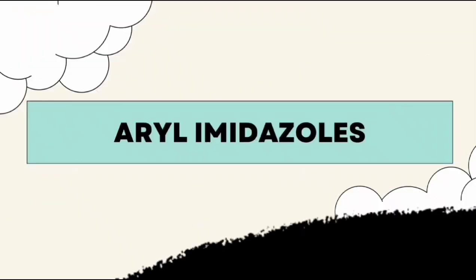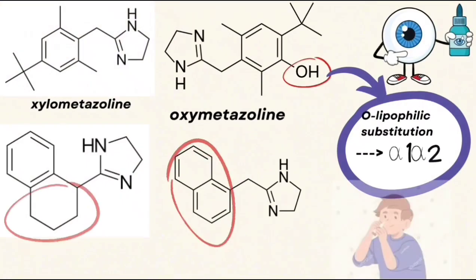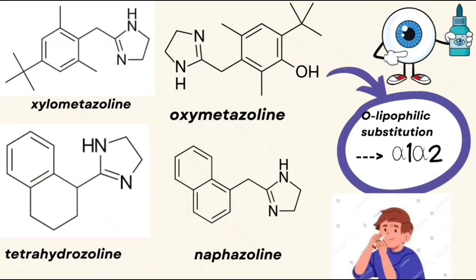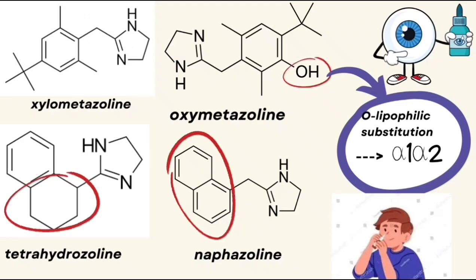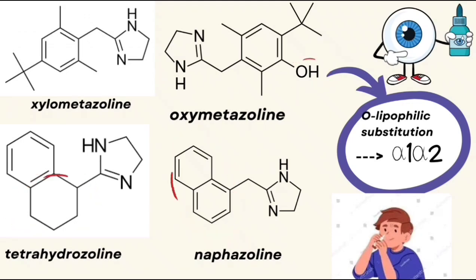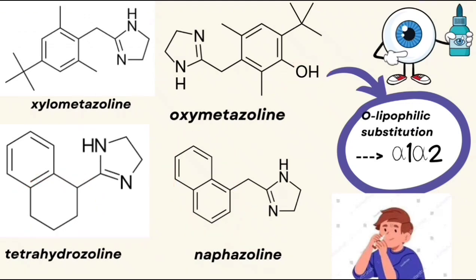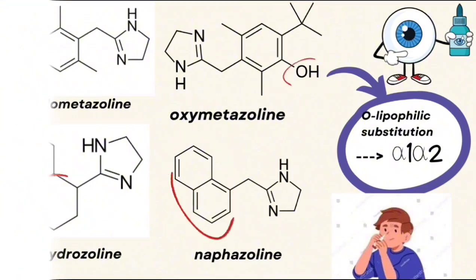Now, the oral imidazoles are xylometazoline, oxymetazoline, tetrahydrozoline, and nafazoline. The difference appears here, and we can see the main difference between xylometazoline and oxymetazoline, which is a hydroxyl group in oxymetazoline. And here's the tetrahydrobenzene ring in tetrahydrozoline, while nafazoline contains a naphthalene ring. They are used topically in decongestants as nasal and in eye preparations.